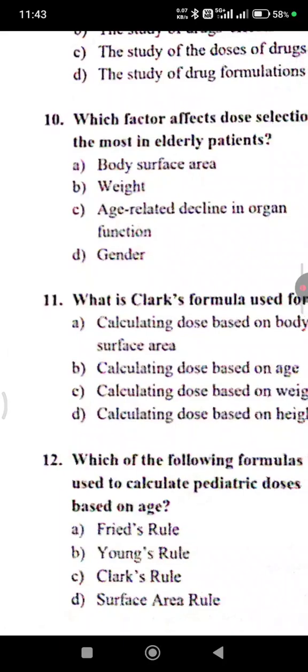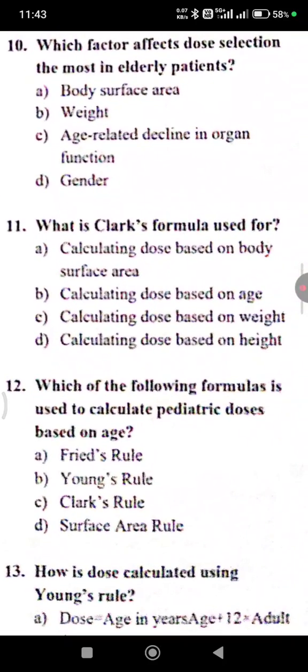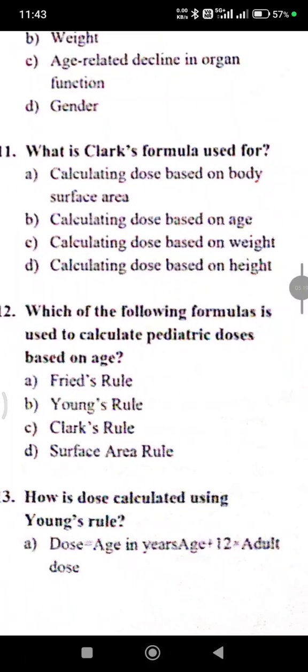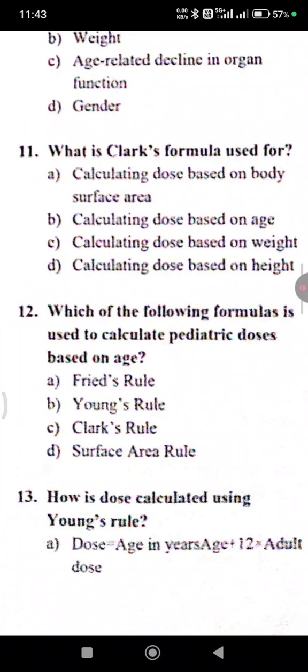Let's go to question number 11. What is Clark's formula used for? That is option number C, calculating dose based on weight. Clark's formula is only used for calculating the dose based on weight, not age, height or body surface area.